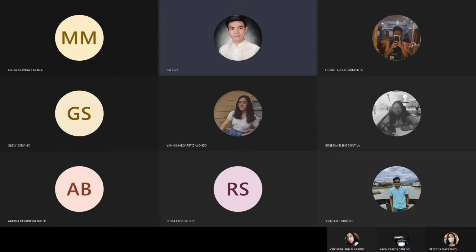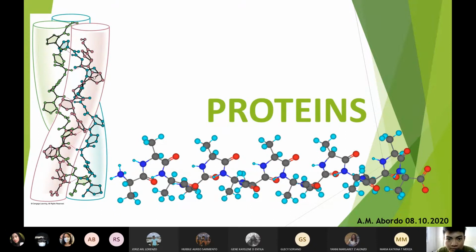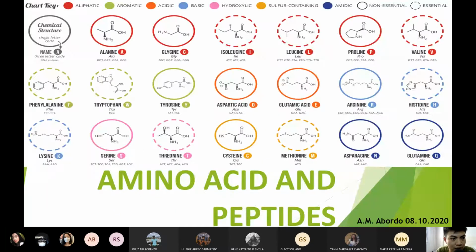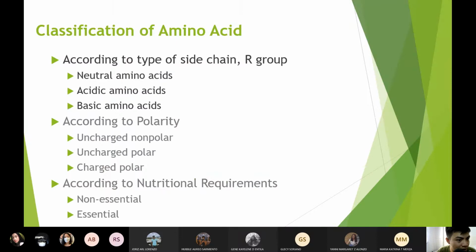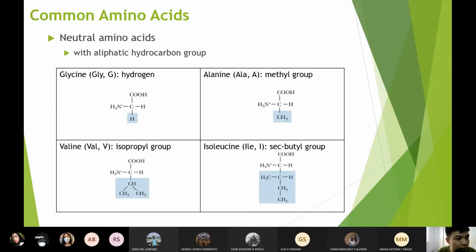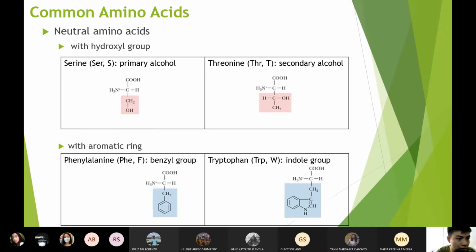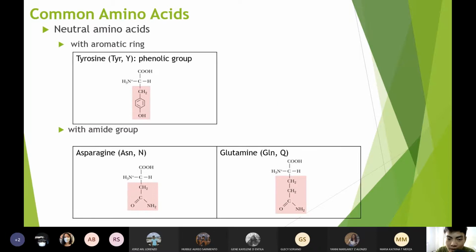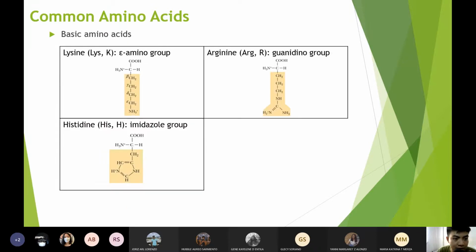We are able to cover the basics of amino acids and peptides. So we know that there are 20 common amino acids, and they can be grouped depending on their polarity, depending on their side chains. So that's what we did last time. Depending on the R group, we are able to classify them as non-polar, polar neutral, and then we have aromatic neutral, then we have acidic and basic amino acids.